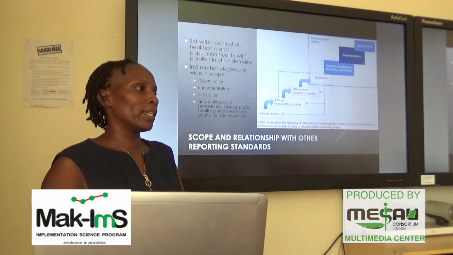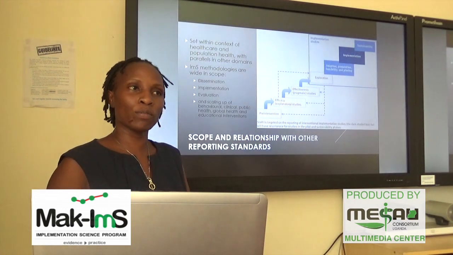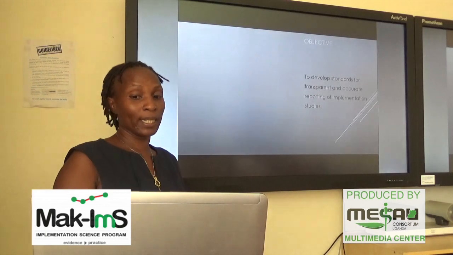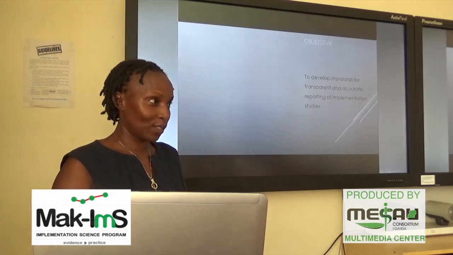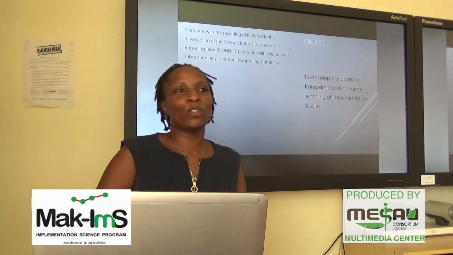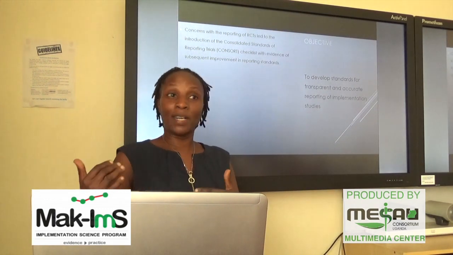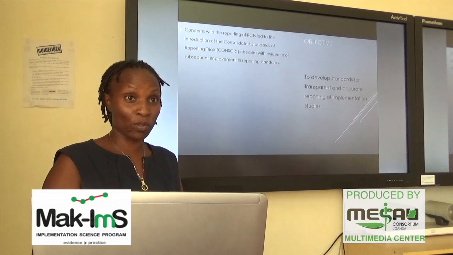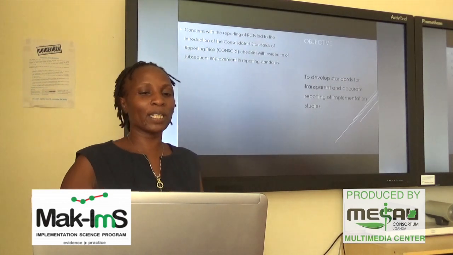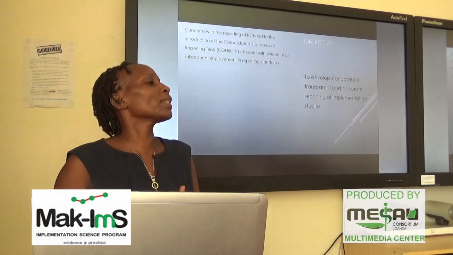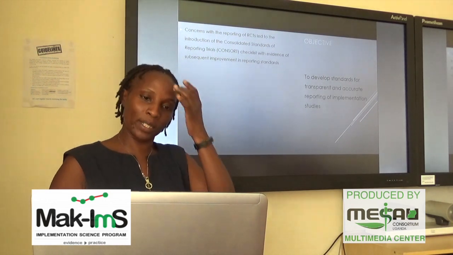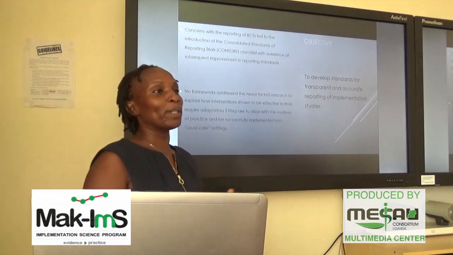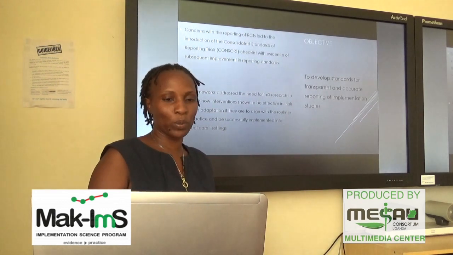So, the STARI guidelines. What were the objectives of coming up with the STARI guidelines? They wanted to develop standards for transparent and accurate reporting of implementation studies. If you remember a while back, the CONSORT guidelines were developed as standards to report randomized controlled trials, right? So they developed a checklist, and studies showed that when we came up with these, there was subsequent improvement in the reporting standards. So this is where implementation scientists were looking to go.